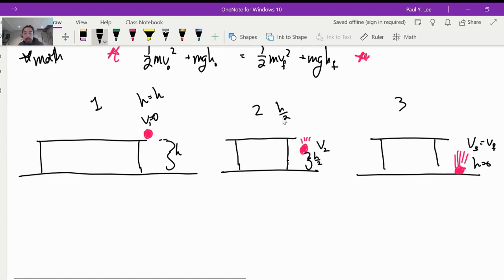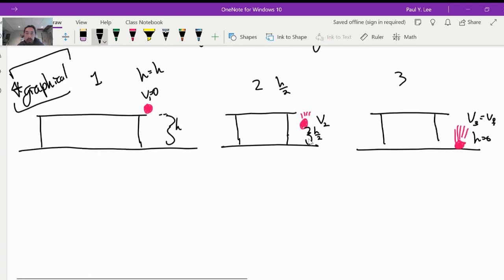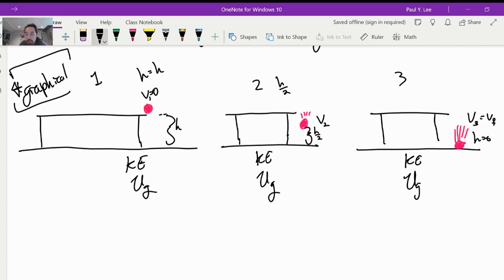All right, so here we have a graphical model. All right, so more models here. Now, I highly suggest that you always sketch it out, right? So sketching out the situation is so very important. And what you can do from here is with this graphical model, you can identify the different types of energy. So I'm going to do the two types of energy. So we have kinetic energy and we have gravitational potential. Here we have kinetic energy, and here we have gravitational potential.